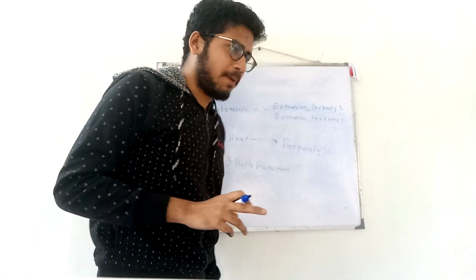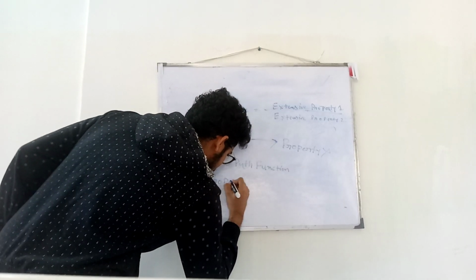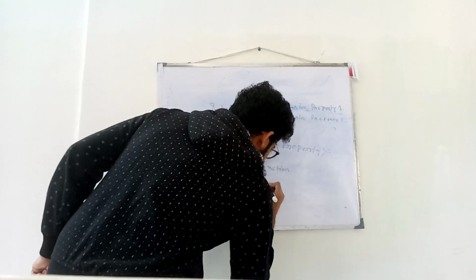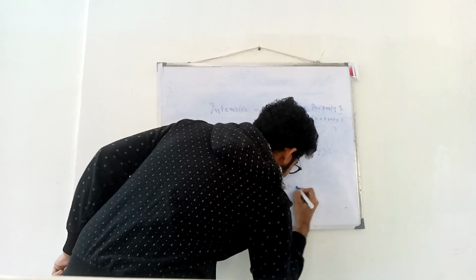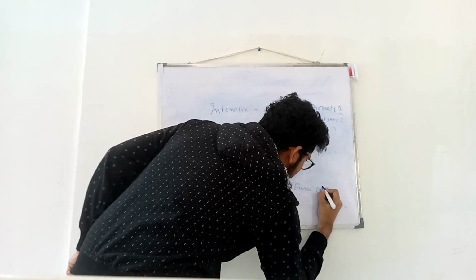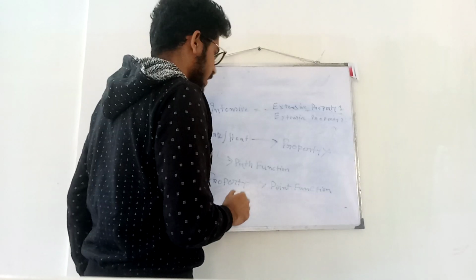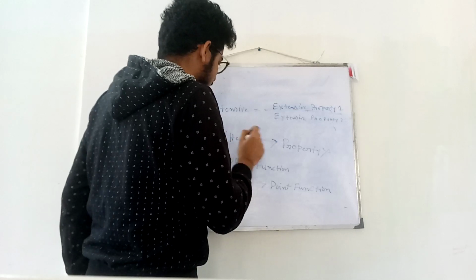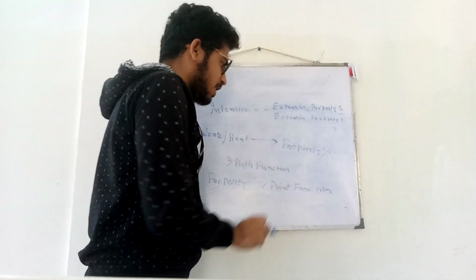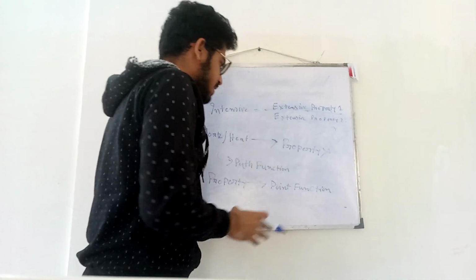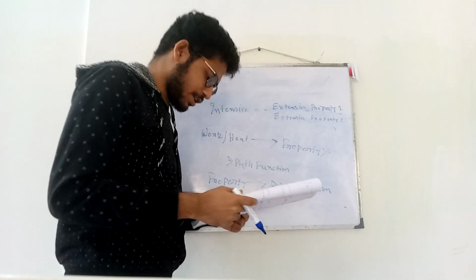But a property is a point function. That's why work and heat are not properties: work and heat are path functions and a property is a point function. So here the difference comes, and that's why work and heat are not properties. I hope you understood.